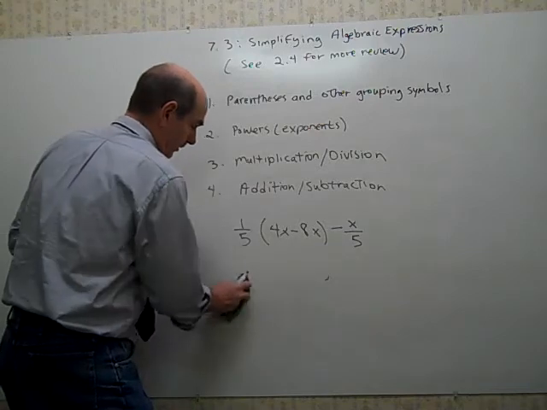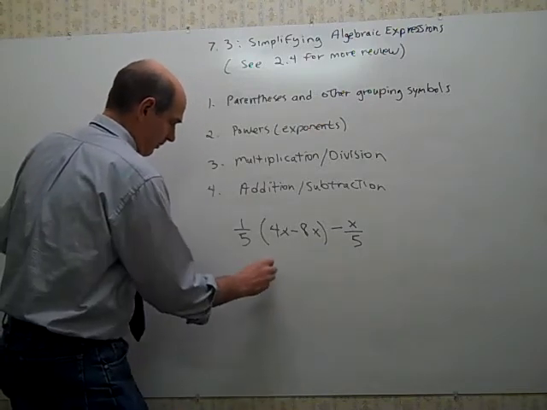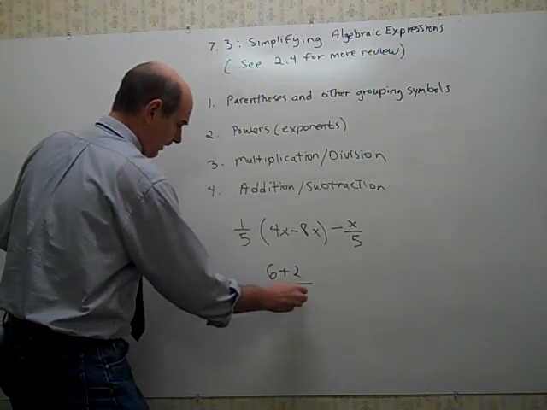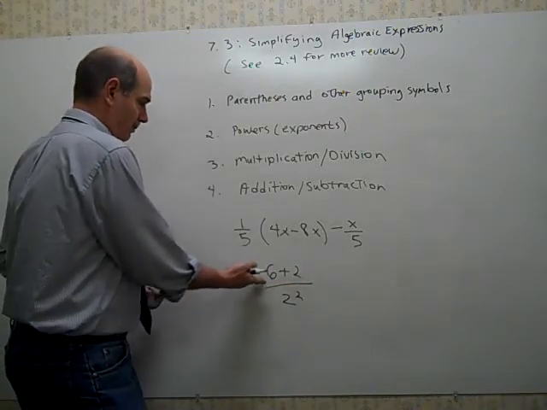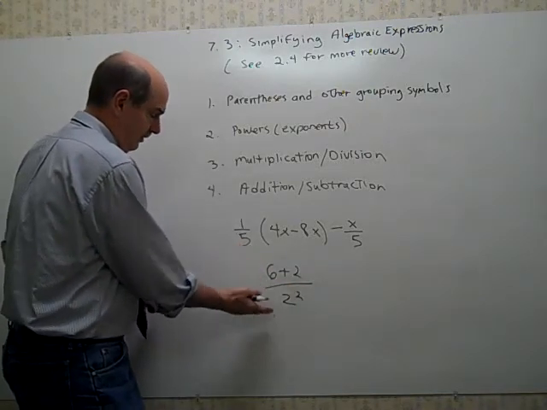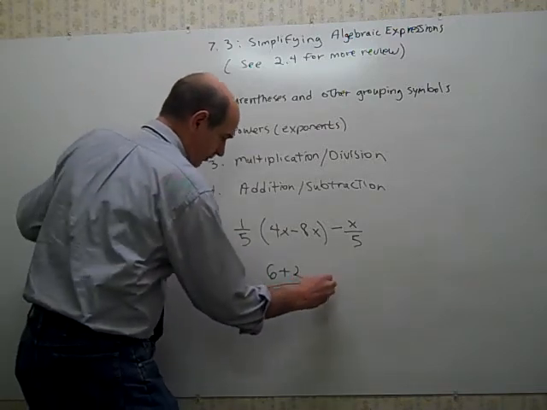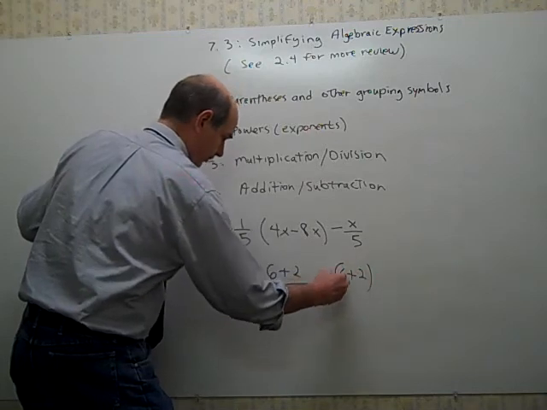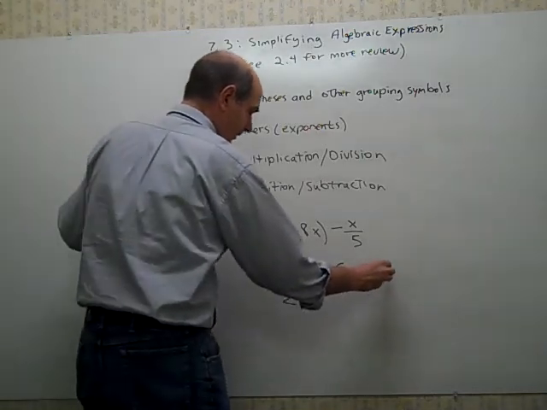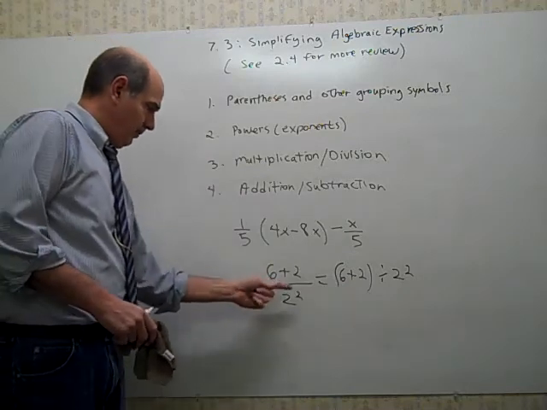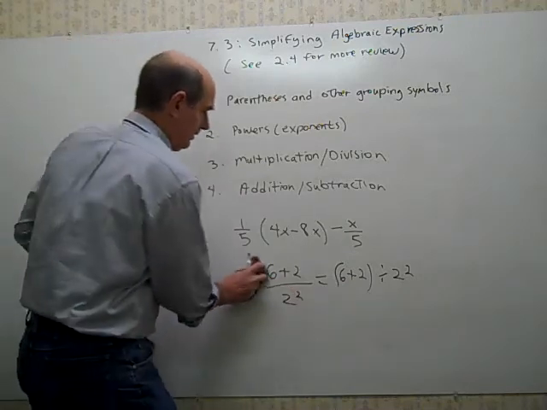Or you could have a division bar and have something like 6 plus 2 over 2 to the second power. And you do everything above the bar and then everything below the bar. So this would be the same as 6 plus 2 grouped with parentheses, divided by 2 to the second power. So this is a grouping symbol. The division bar groups things together.